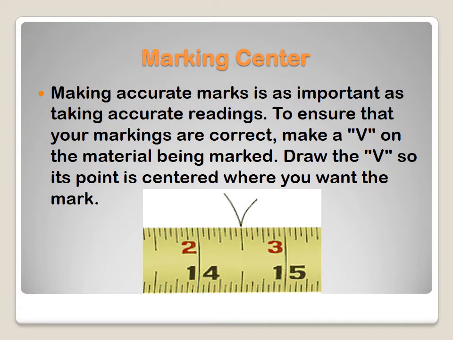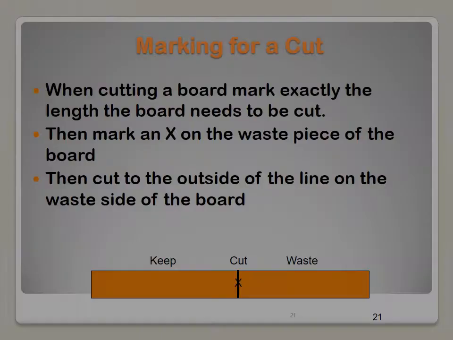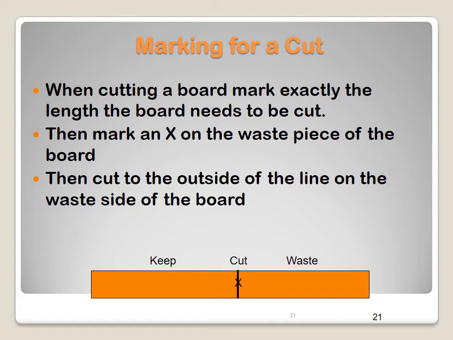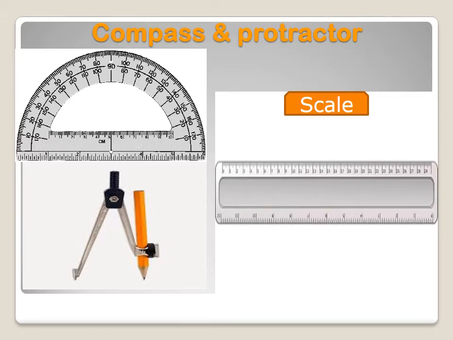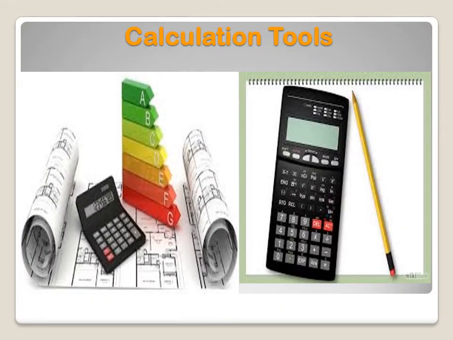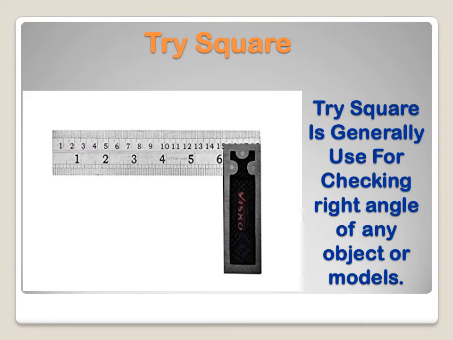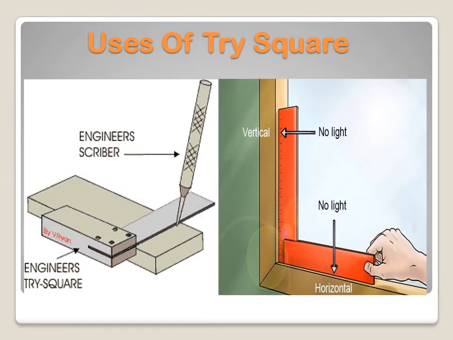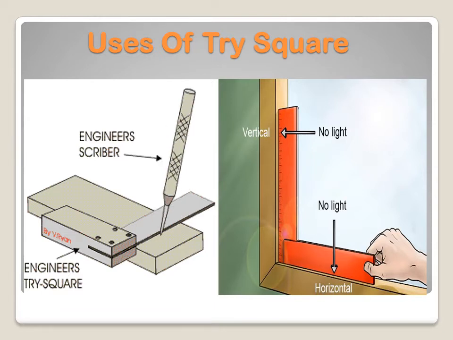Marking center. Marking center, you have to make V. Marking for cut. Compass and protractor. Calculation tools. Tri-square. Tri-square is generally used for checking right angle of an object or models. Uses of tri-square. Here vertical, horizontal.